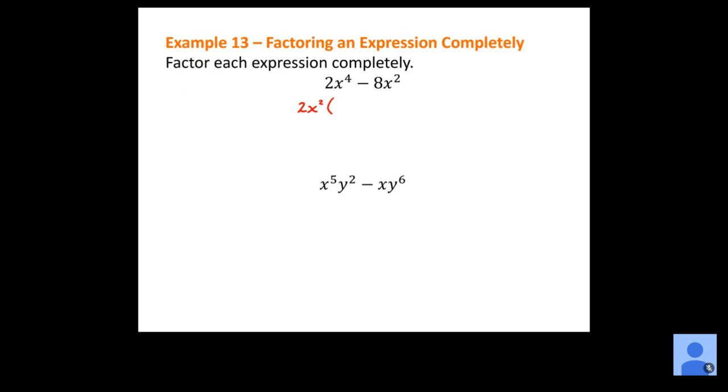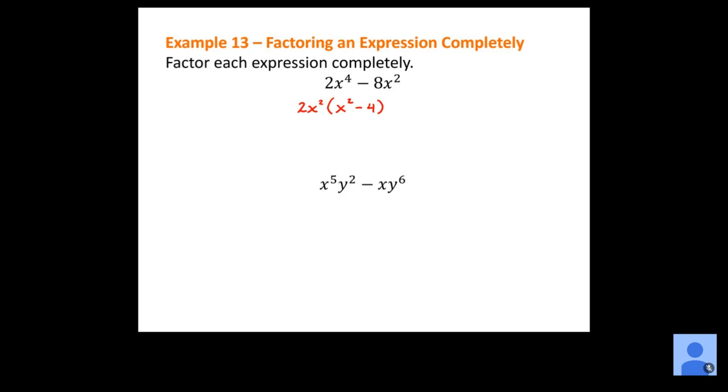Now we go through each term and we figure out what's left over. If I factor out 2x squared from 2x to the 4th, 2 we already have. X to the 4th divided by x squared is going to give us x squared because we subtract those exponents. Then we have our minus. 8 divided by 2 is 4. And then x squared divided by x squared gives us a 1, so we have no x's left. So that's just x squared minus 4.